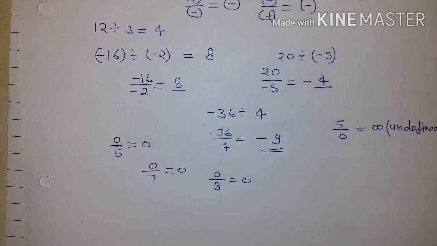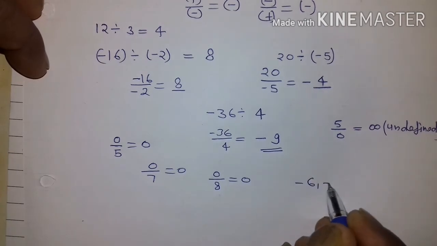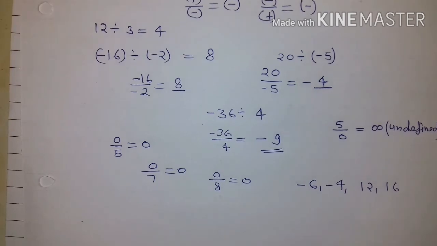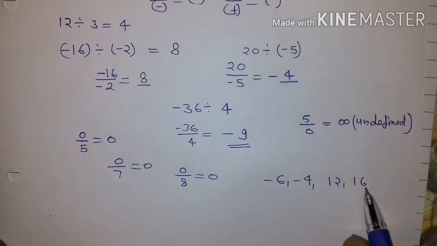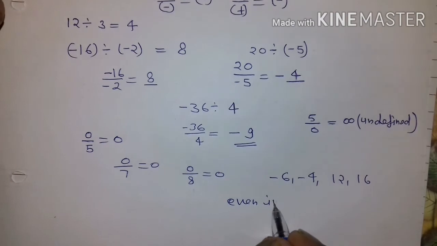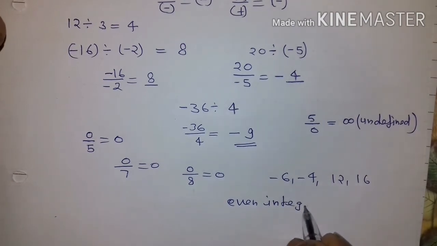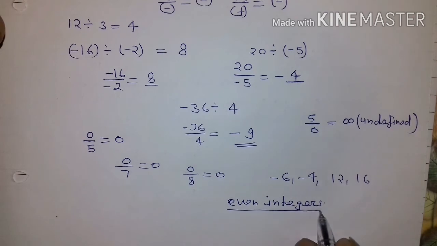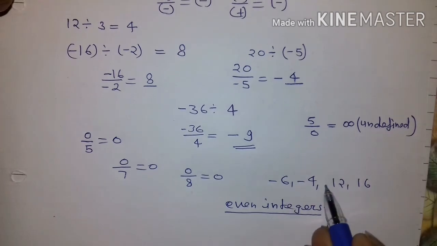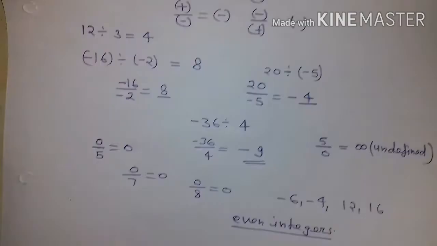What are even integers? The integers which are exactly divisible by 2 are called even integers. Suppose we take -6, -4, 12, 16. All these integers are divisible by 2. Hence these are even integers. And what are odd integers?